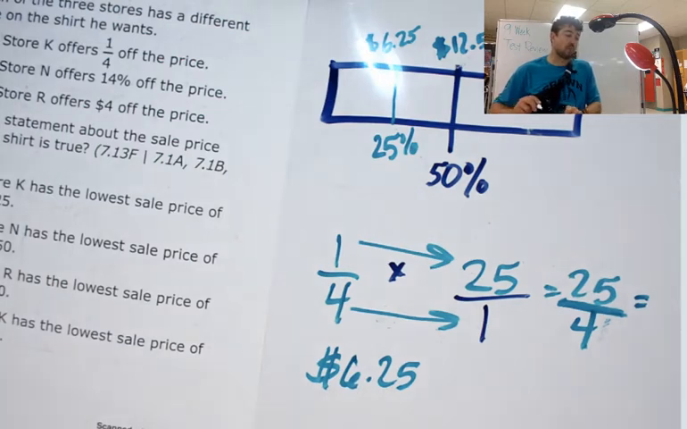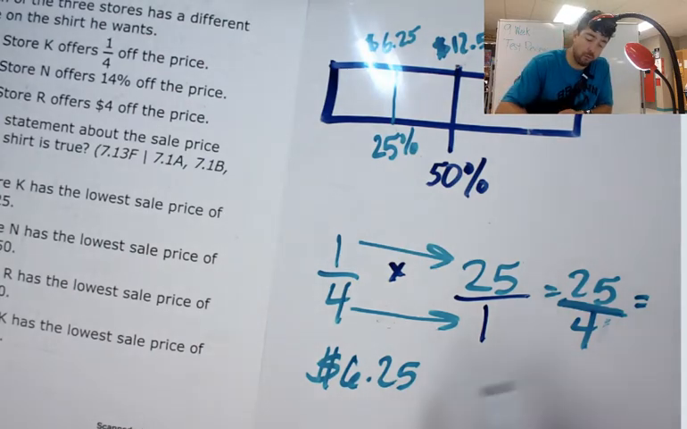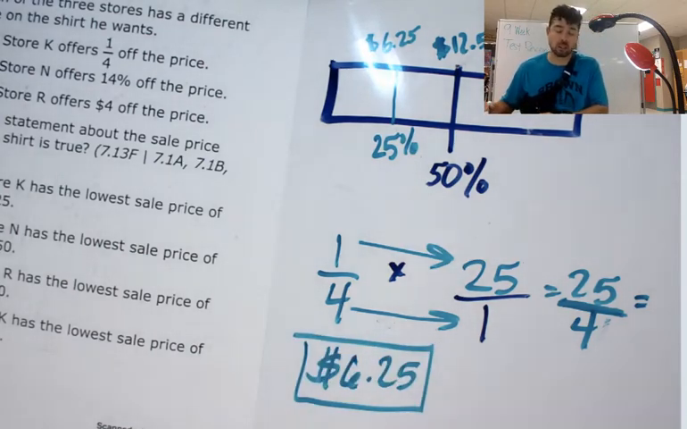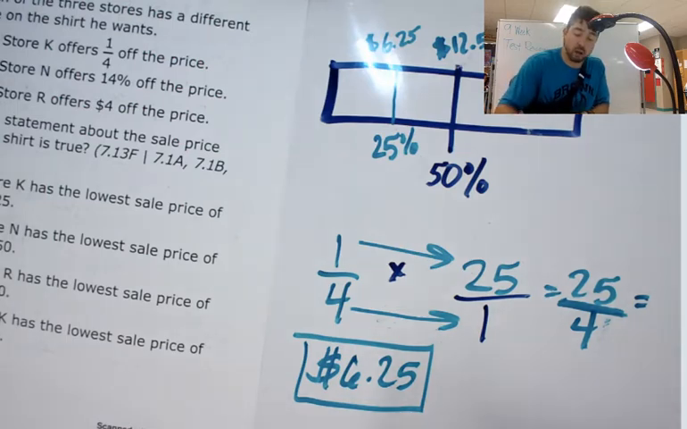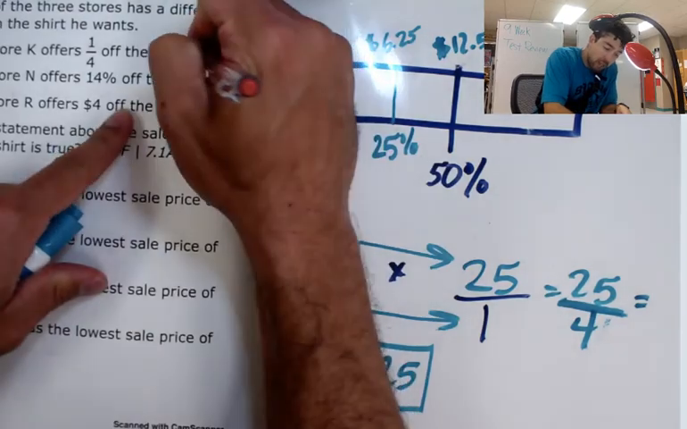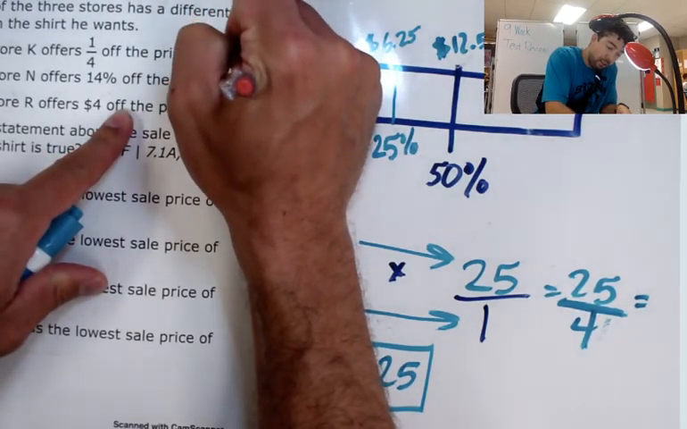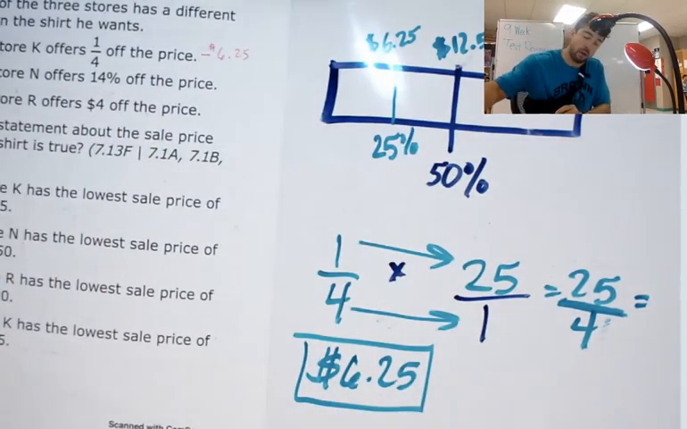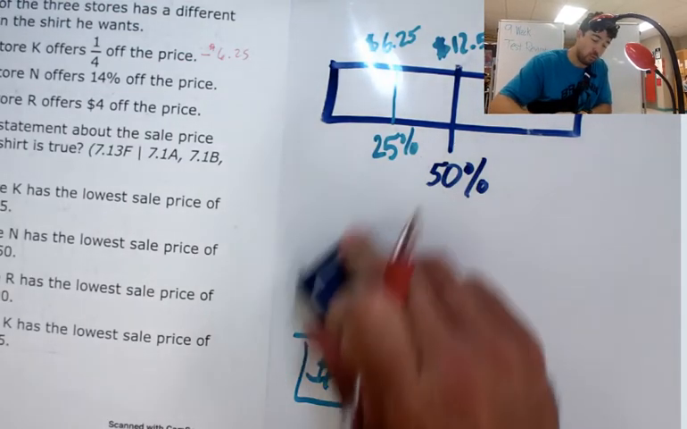So, if it's 1/4 off, what's the new price? Do the math. If it's 1/4 off and we found that 1/4 was $6.25, what is this going to do to our total price? It's going to reduce our price of $25 by $6.25. So store K is going to be minus $6.25 off the regular price. Thank you. Next, 14% off.